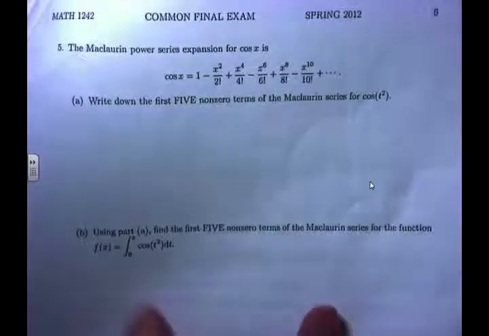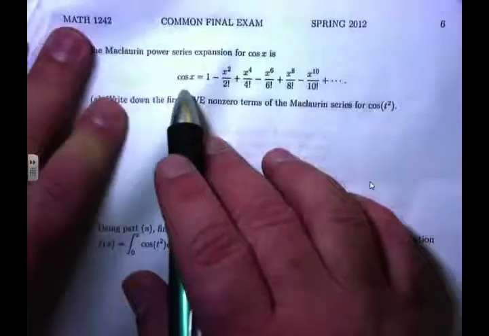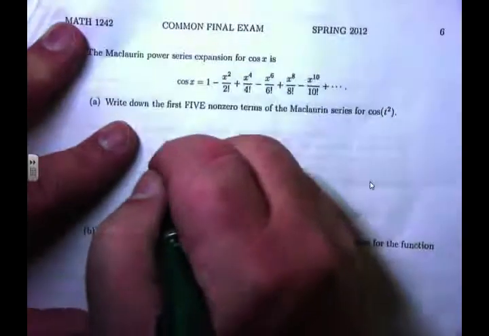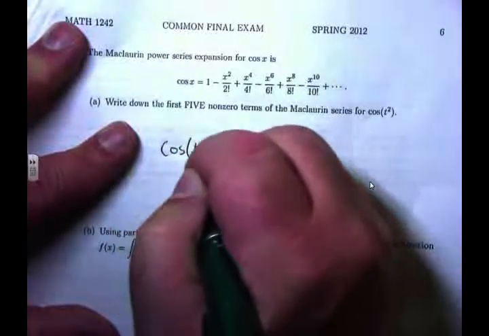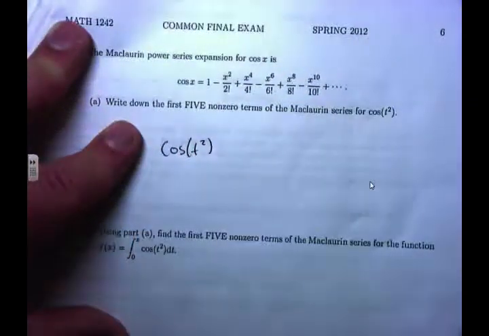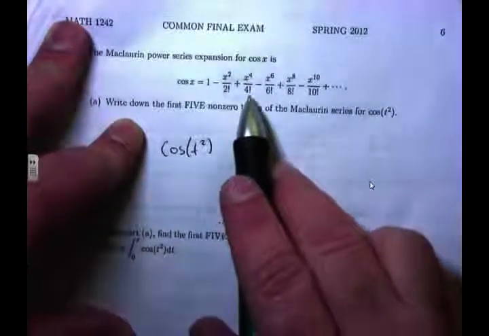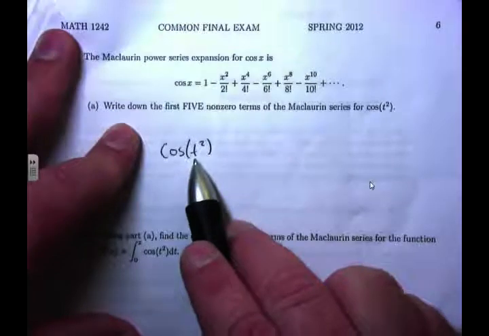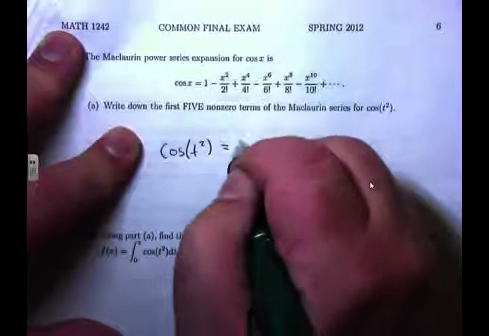If you learn anything about the power series, is that this. They're easy to manipulate. So they gave me the Maclaurin series for cosine of x. They want me to write down the Maclaurin series for the cosine of t squared. I don't have to actually write down the function derivative, plug in zeros and stuff like that to it. You actually are supposed to use this. So what am I going to do? I'm going to replace all the x's with what? That's all you have to do.